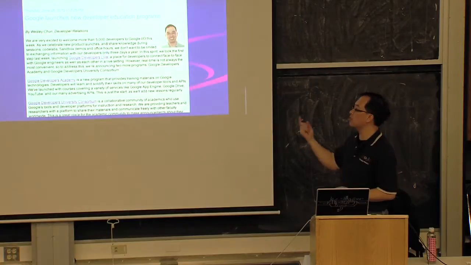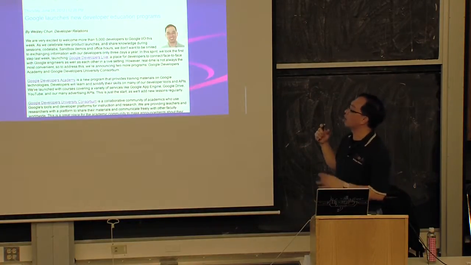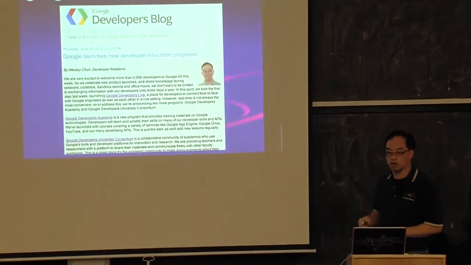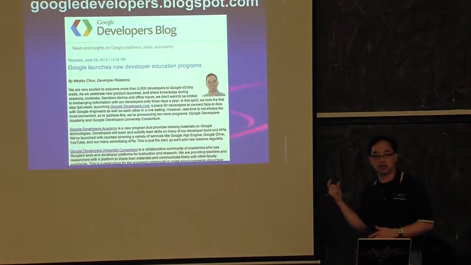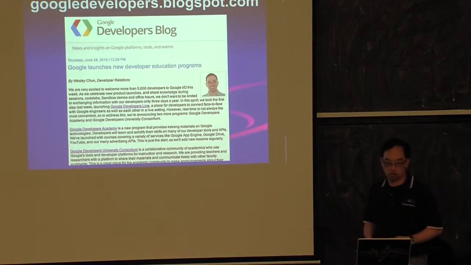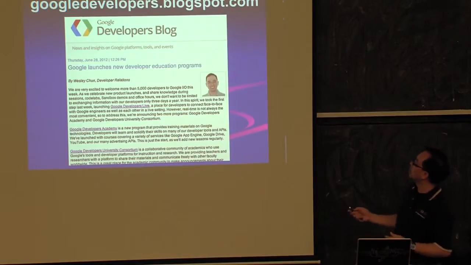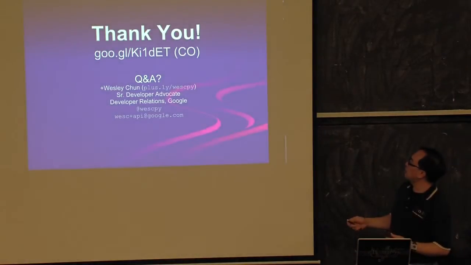And then just keep an eye out for our blog. All of our teams have multiple releases every week, so the blog is the best single place to check for updates. This just happens to be the post that I did for when I launched the Academy in the University Consortium at the last Google I/O last year. And that's it as far as the intro.